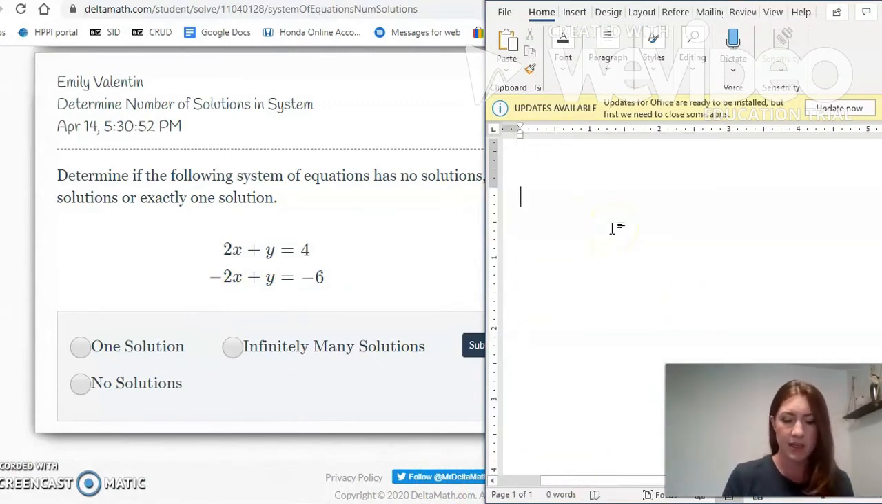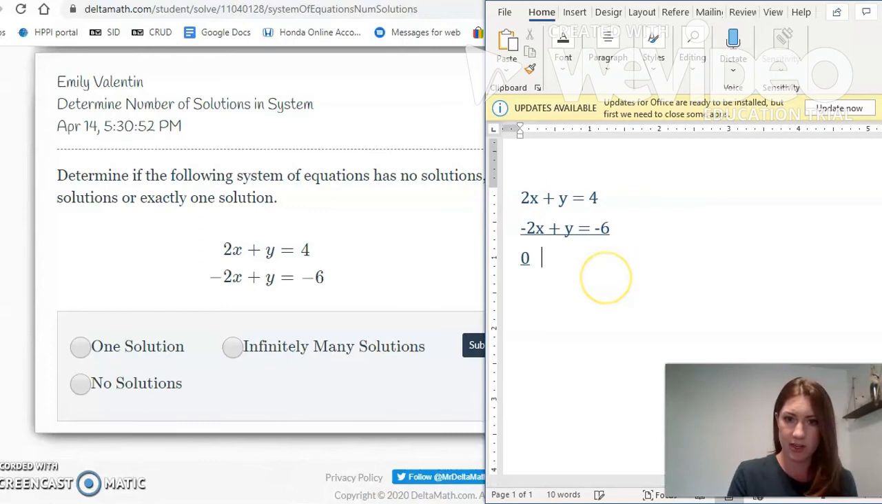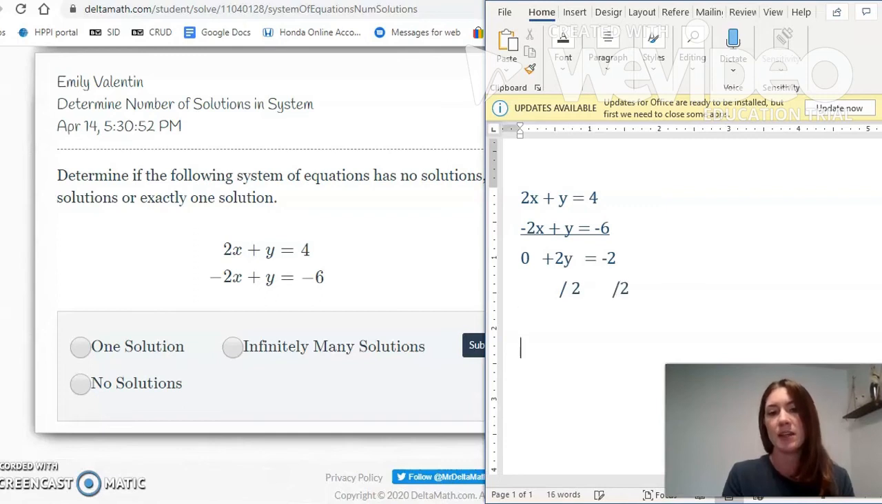I see the negative 2x and 2x, and so if I add, oops, that should be a plus sign. So I know that if I add these two things together, then those are going to cancel. So let's go ahead and do that. They just cancel each other out, make 0. Y plus y is 2y, and then 4 plus negative 6, you have 2 more negatives than you do positives, so that would be negative 2. All right, so I have 2y, if I divide both sides by 2, that gives me y equals negative 1. So there's definitely one solution.